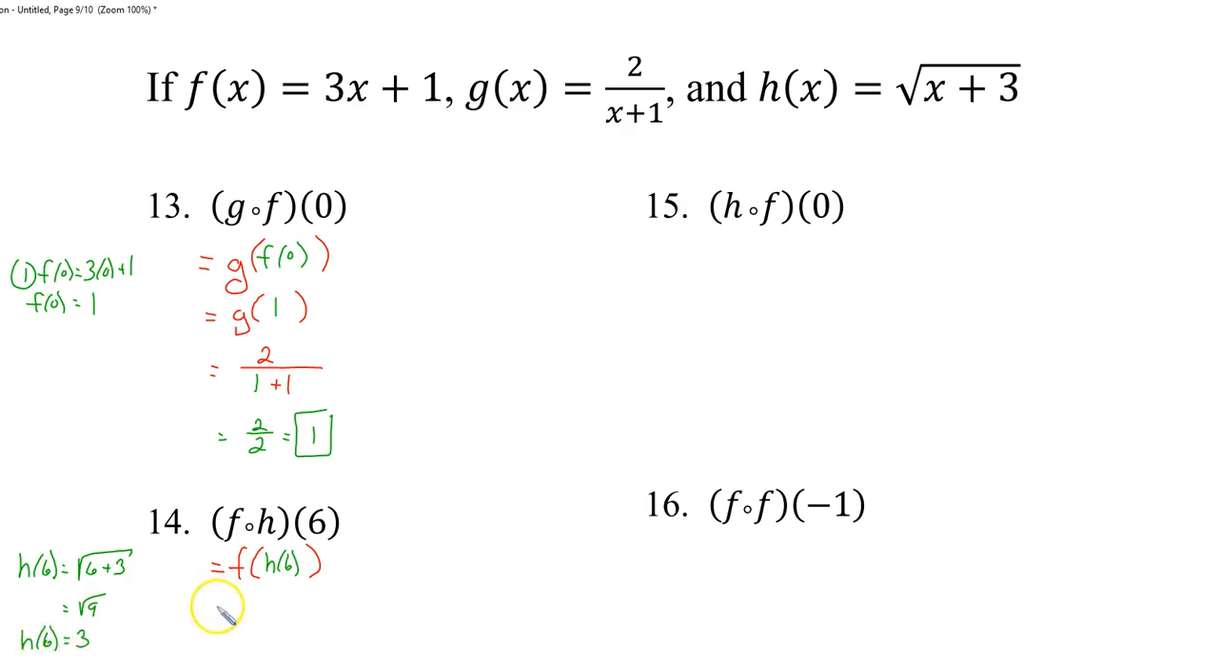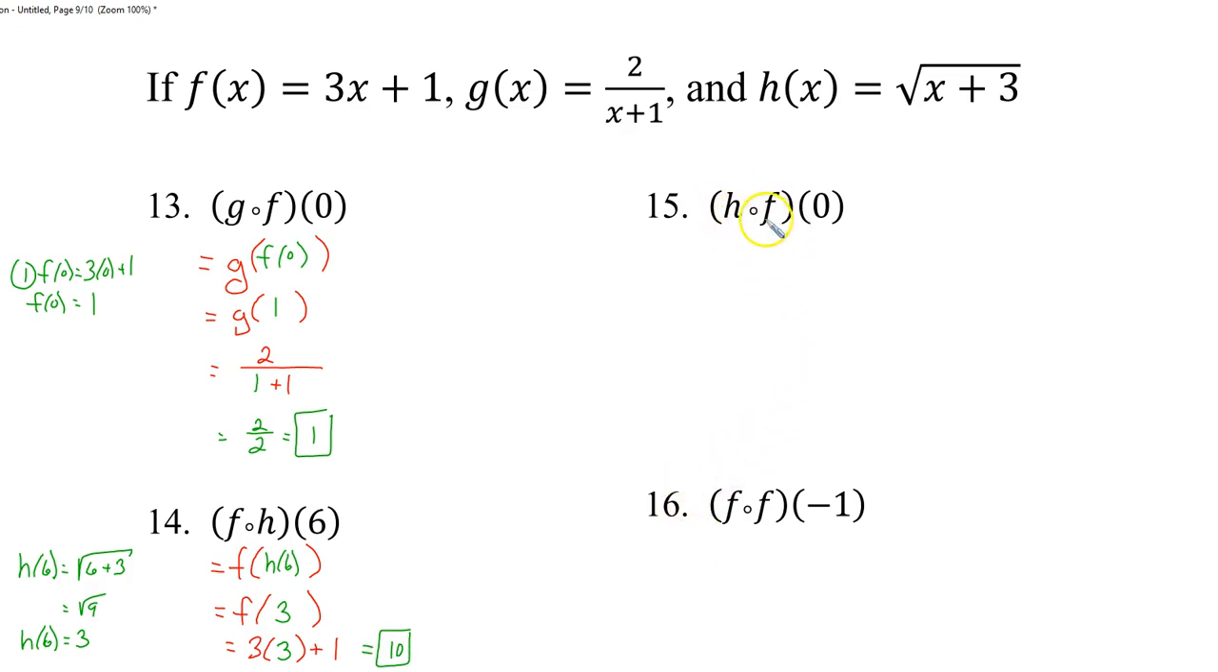So now I'm going to plug that into my f function. So rather than finding f of h of 6, I'm going to find f of 3. So I go back to my f function. It's kind of a lot of going back and forth. 3 times something plus 1, that something is going to be 3. And so I have 3 times 3 is 9, and 9 plus 1 is 10, and so that will be my final answer here.